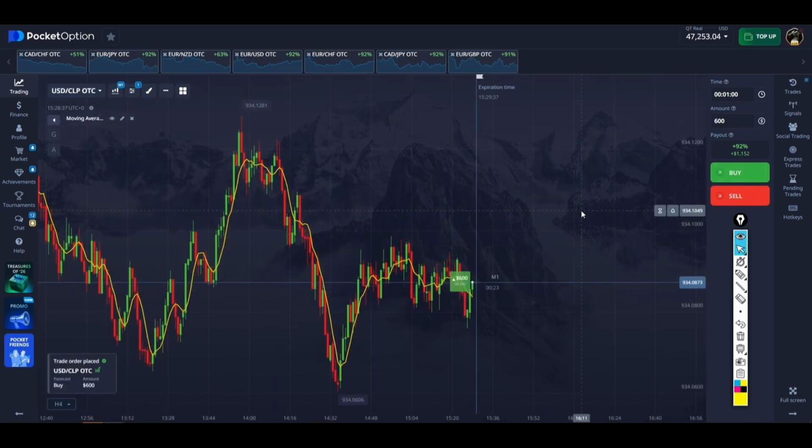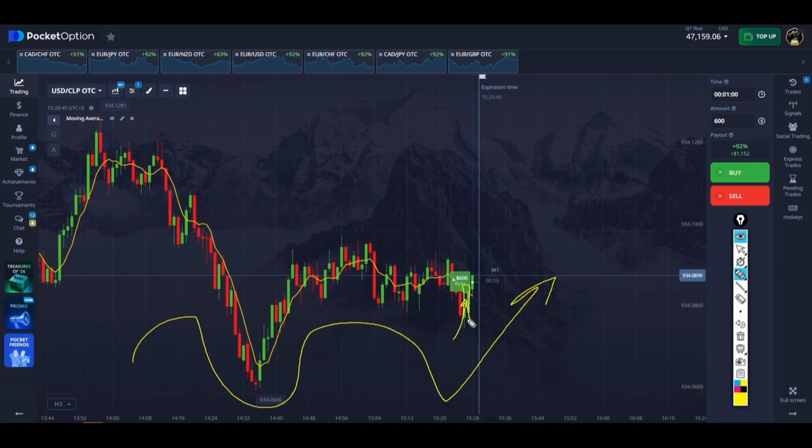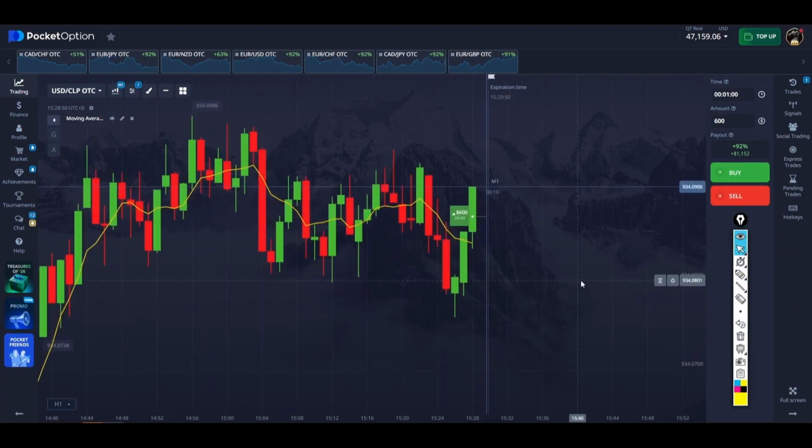I'm looking at the US dollar against the Chilean peso and entering a buy. We've got a flat movement with an impulsive breakout above the moving average. After the candle closes, I take the entry. The key is to wait for the candle to confirm and open the trade on the next one. Let's see how this trade plays out.